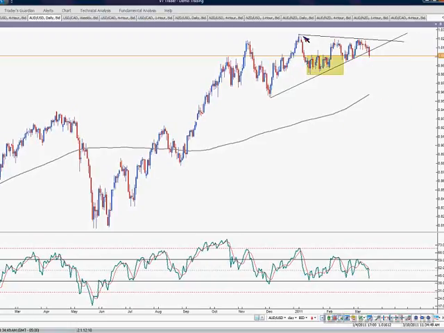So again, sometimes when you break out of a triangle, the consolidation is not over. It extends into or expands into a larger consolidation. But even if it does, you see that if we come down, we could come down towards the 0.98 area. Okay, so that could be our target at the moment, 0.98.